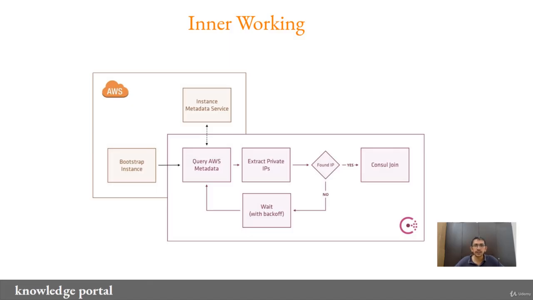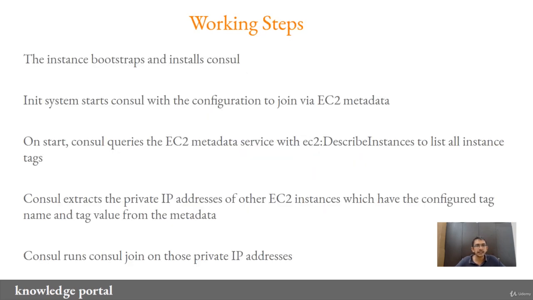Let's also look into the inner workings of how exactly it works. First step is you bootstrap the instance. In this case, you maybe bootstrap the Consul client and install Consul there. Once it is up and running, it will query the AWS metadata, which is basically the instance metadata service in AWS. From here, it extracts the private IP address based on the key and value that you specify. If the IP address is found, it will go ahead and do a Consul join. If the IP address is not found, it will wait and try again after some amount of time.